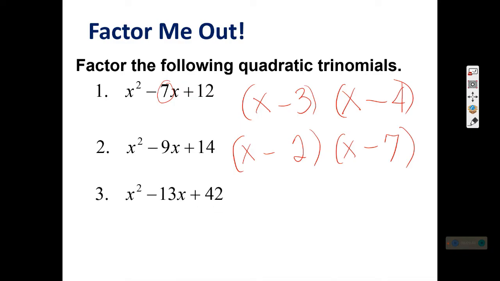And for the last example, let us have x squared minus 13x plus 42. Again, we have x minus blank times x minus blank. And the factors of 42 will be 6 and 7, because if you add negative 6 and negative 7, it is equal to negative 13. So the binomial factors will be x minus 6 times x minus 7. Okay, is there any question?